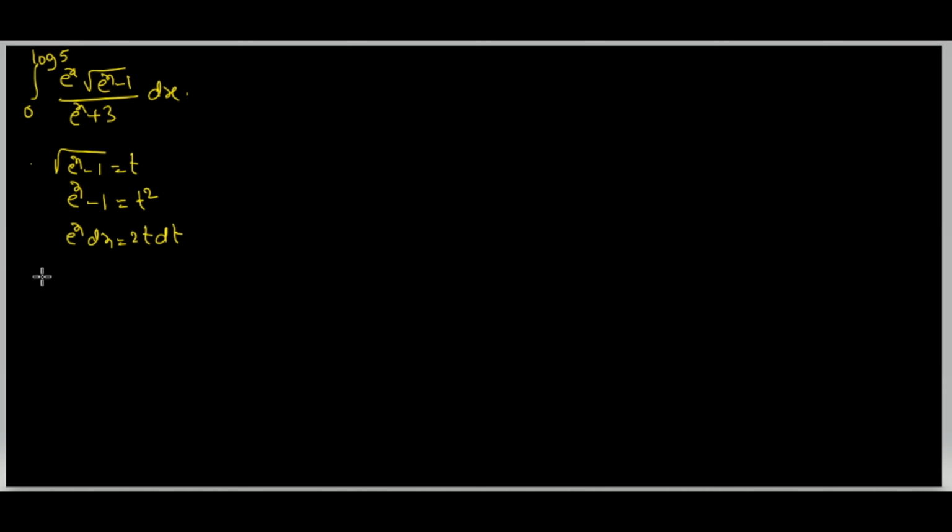Change the limits. Here lower bound is 0, that is x is equal to 0. Substituting x as 0, t square is equal to e power 0 minus 1, that is 1 minus 1, equal to 0. If x is equal to log 5, that implies t square is equal to e to the power of log 5 minus 1. E power log 5 is 5, so 5 minus 1. Therefore t square is equal to 4, and t is equal to 2.